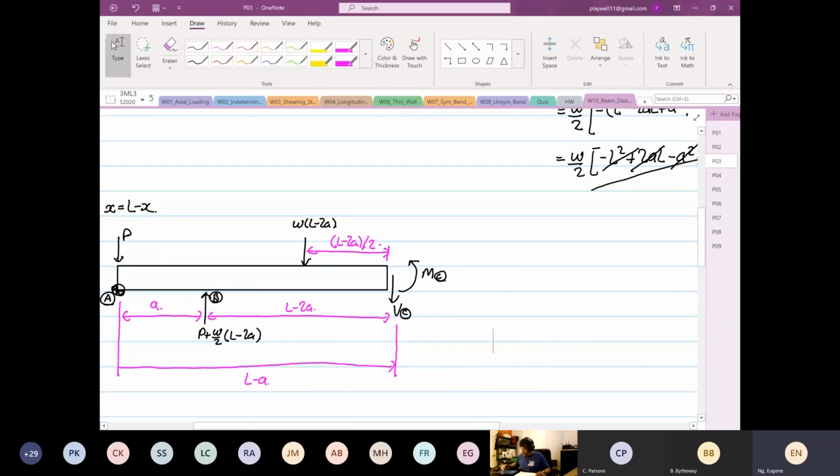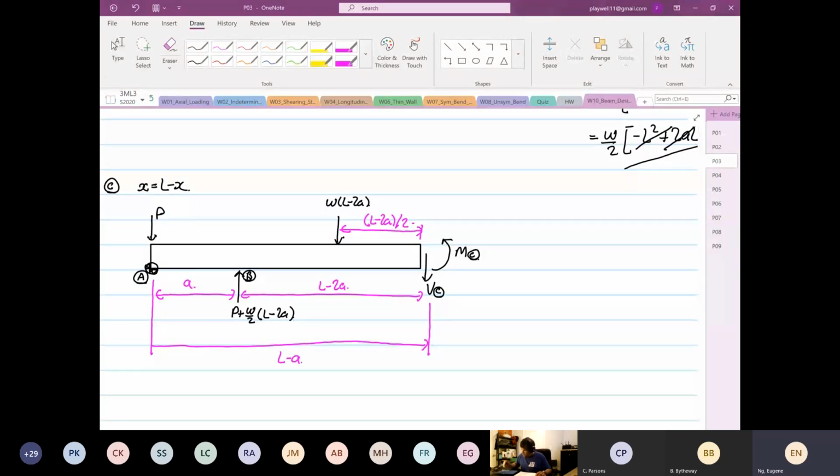So when we do this, we are going to carry out the analysis from left to right. The number of terms that you have to consider is P plus omega 2A, omega bracket L minus 2A. And then you have to get all your distances right. Okay, and the possibility to get it wrong is very high. So what I'm going to do now is analyze from right to left. From left to right, these are the things that you should have.